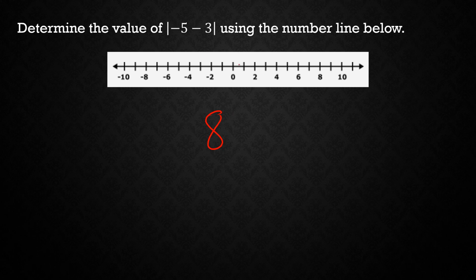If you wanted to use the number line, you would go back to 5, and then you would go back 3 more, which gives you negative 8, and the absolute value of negative 8 is just positive 8.